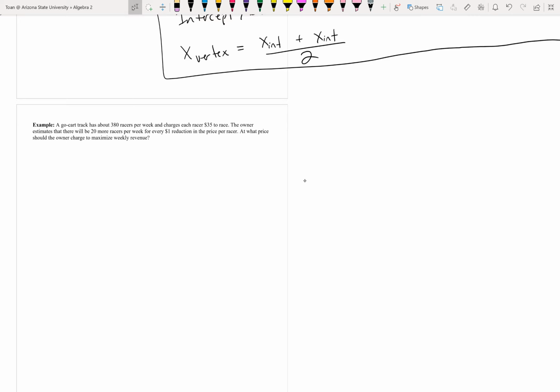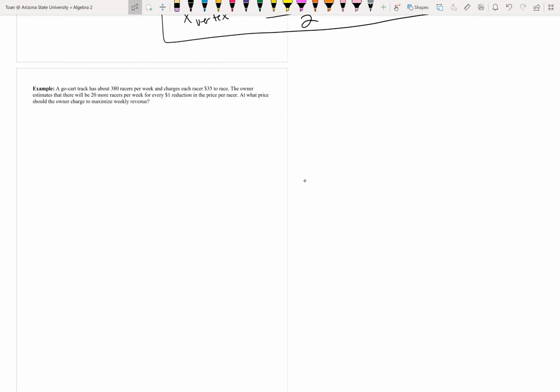So let's read the first example here. The first example says, a go-kart track has about 380 racers per week and charges each racer $35 to race. The owner estimates that there will be 20 more racers per week for every $1 reduction in price per racer. At what price should the owner charge to maximize weekly revenue? So I think the key word here is revenue. So you can't really do this problem unless you know what revenue is.